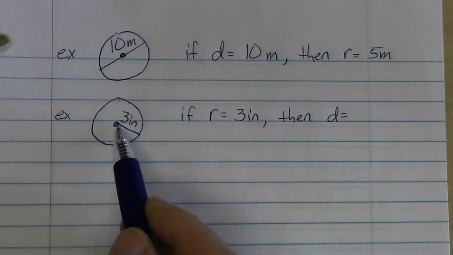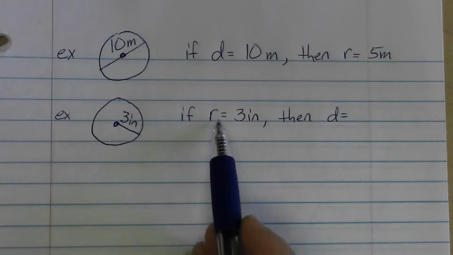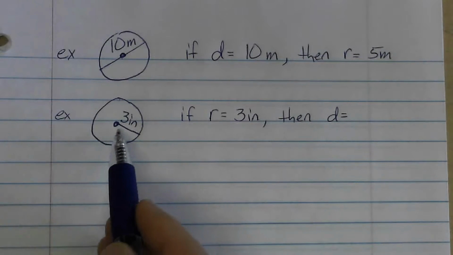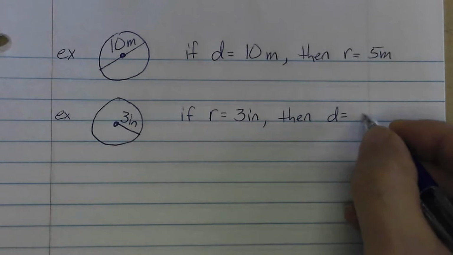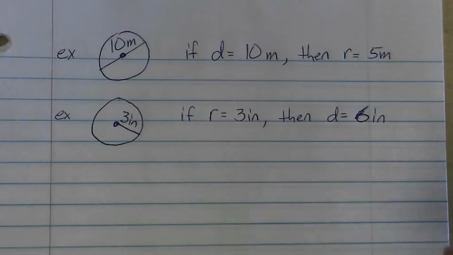Here, we have a radius of 3 inches. If the radius equals 3 inches, what would the diameter be? Well, diameter is twice this distance, so it goes all the way across, and 3 plus 3 is 6, so diameter would be 6 inches.